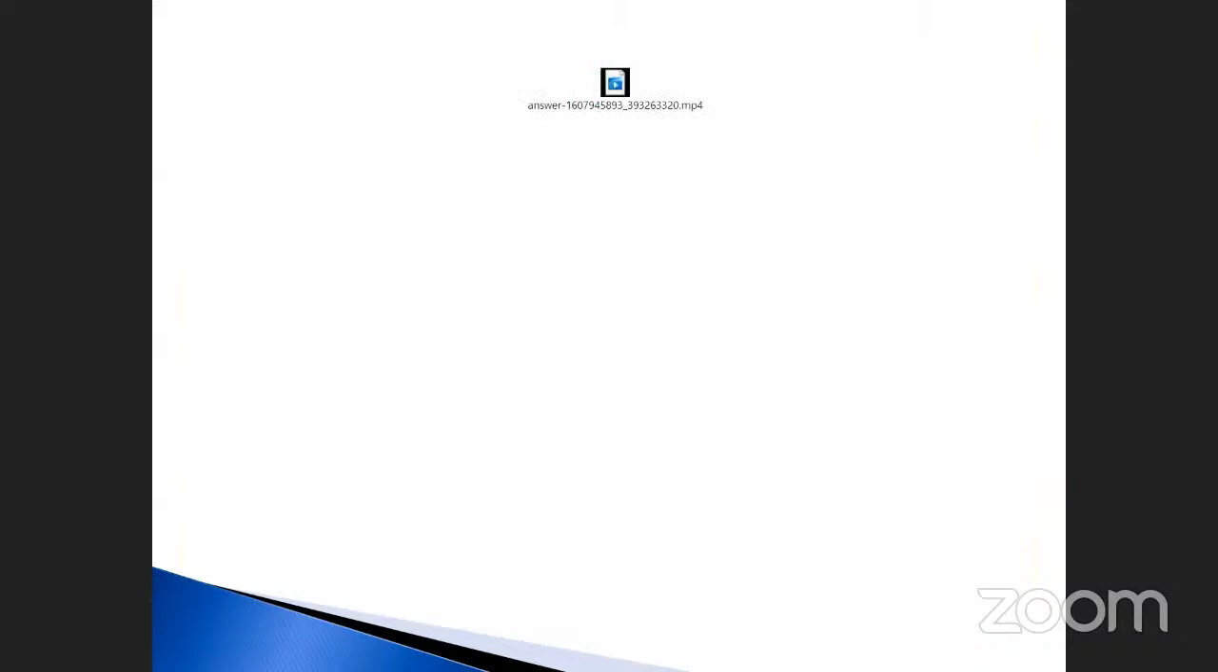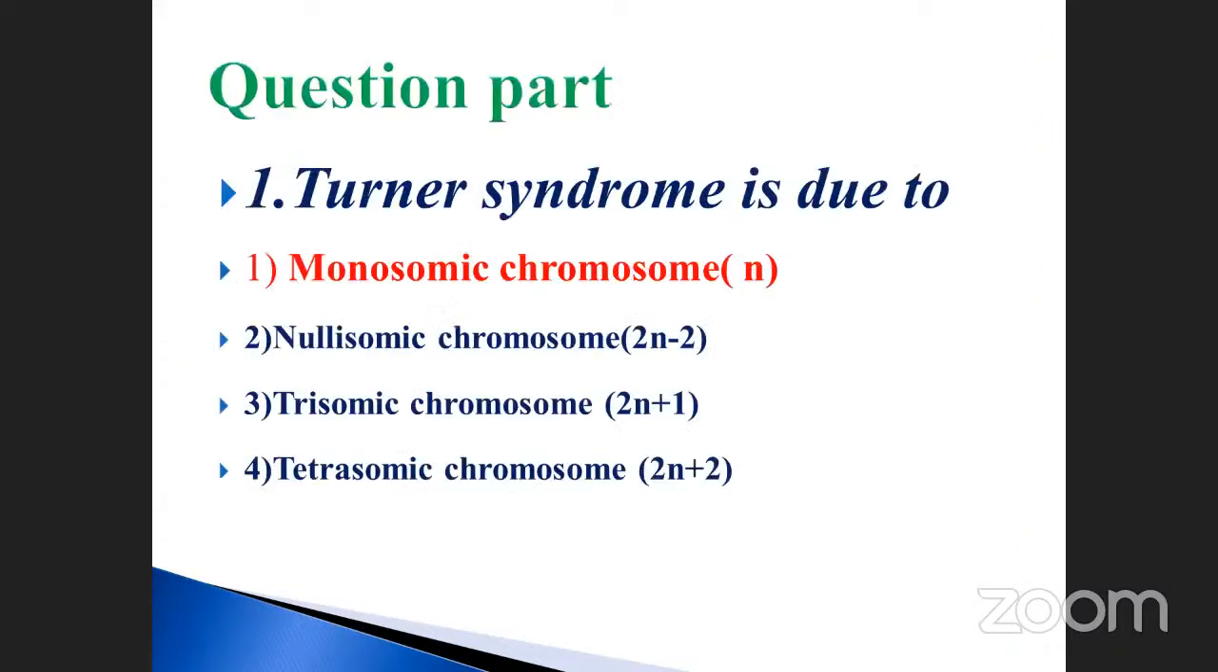The video you have taken is not playing, but the question part we just discussed. What is Turner syndrome due to? It's nothing but monosomic chromosomes. Already we discussed, Turner syndrome is due to monosomic chromosomes, 45 plus XO, isn't it? Allosomic is not possible. Trisomic is not possible. Tetrasomic is not possible in Turner syndrome.